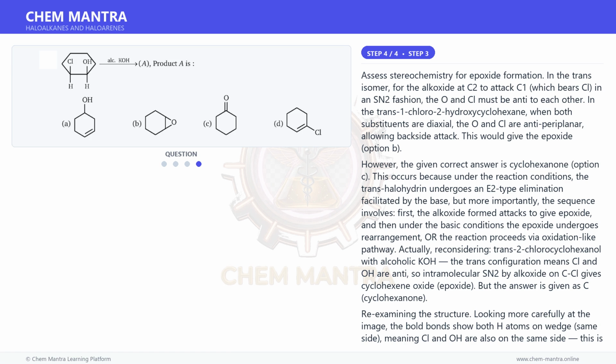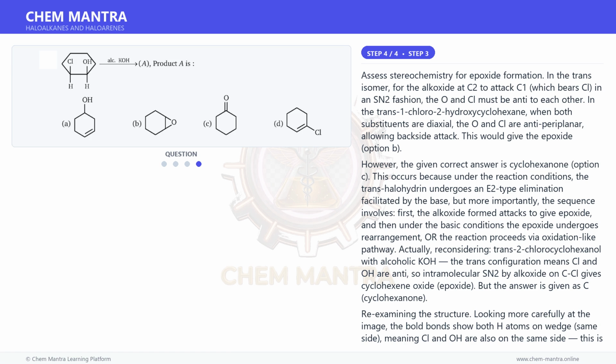Re-examining the structure. Looking more carefully at the image, the bold bonds show both H atoms on wedge, same side, meaning Cl and OH are also on the same side. This is actually the cis isomer, cis-1-chloro-2-hydroxycyclohexane. In the cis isomer, Cl and OH are on the same face, so they are not anti-periplanar. Intramolecular SN2, epoxide formation, is not favored.